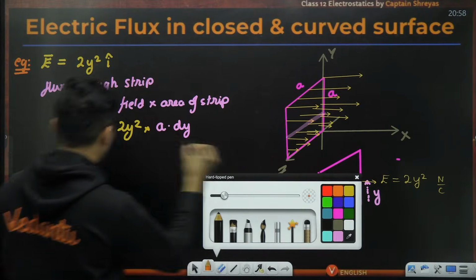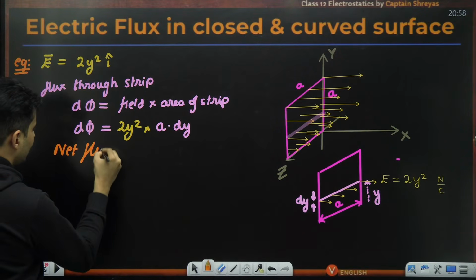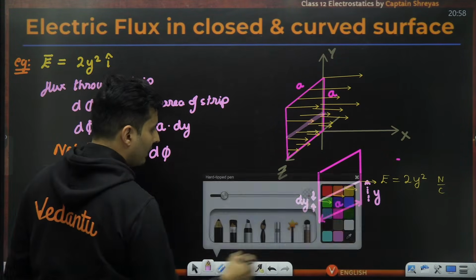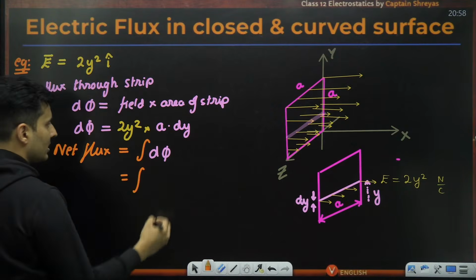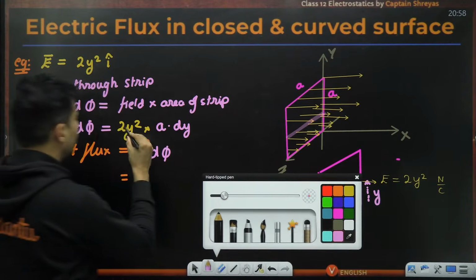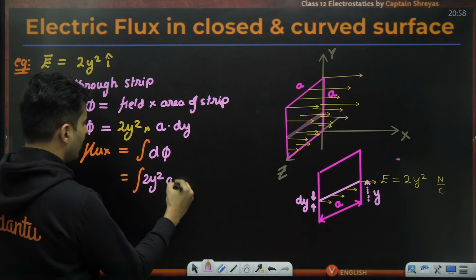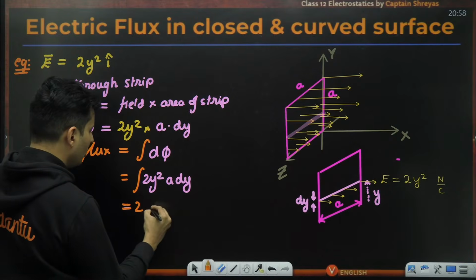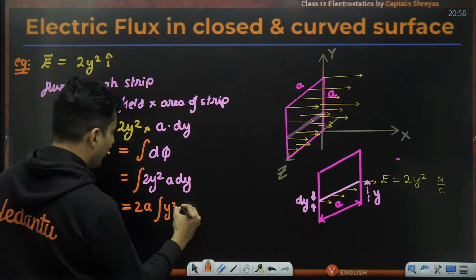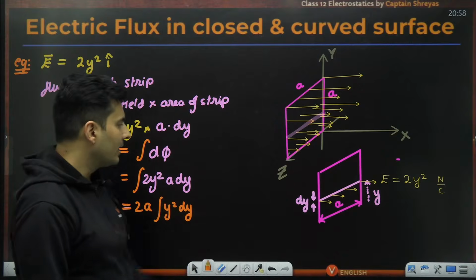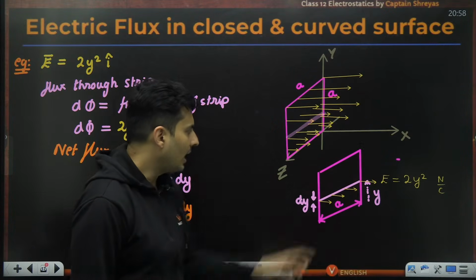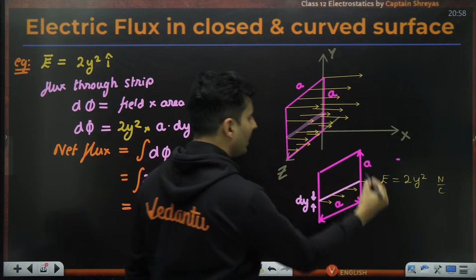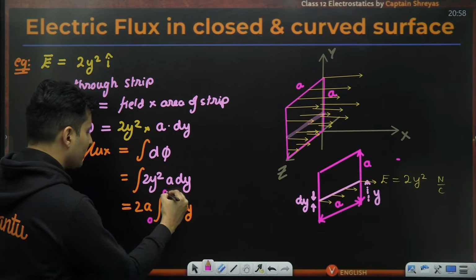So if I want to find the net flux, it will be the integration of these d phi's. Therefore, I have to add all those fluxes. So I will get 2y square a dy. Out of that, I can clearly see that number 2 and a are constants, so only y square and dy will be there. Limits of the integration: my y coordinate will start from 0 and go till a height of a. As you can see, this is also going to be a. So it starts from 0 and goes till a.